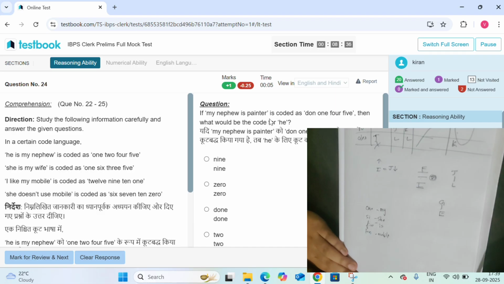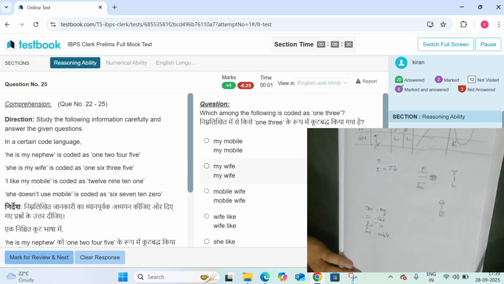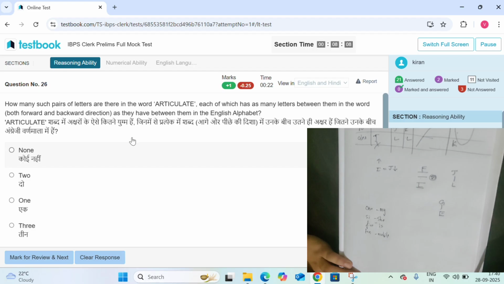Given the codes, 145, what would be the code for he? My nephew is painter. I'll skip this question. 1, 3. 1 is my, 3 is for wife. Is there any common for 3? No. 1, 6, 5. That is my, she is. She is my, that is wife. Wife is 3. That means 1, my wife. Okay.